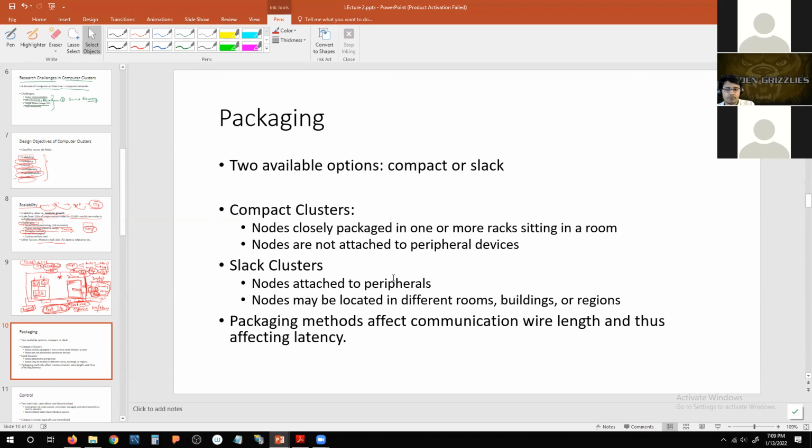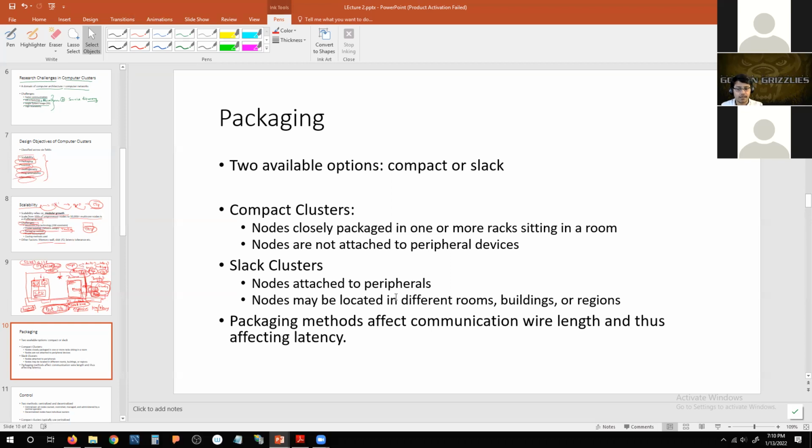There is somebody from a centralized location who is administering all the management tasks for these compact clusters. In contrast to compact clusters, you have slack clusters, where you have individual nodes. An example of a slack cluster: if we all decide in this class to interconnect our computers together. We all have our own devices, and the ownership of these nodes is separate. They are connected to their own peripheral devices. You can connect whatever amount of peripherals that you want. These may be located across different rooms, different buildings, or different regions. So that is basically slack packaging.